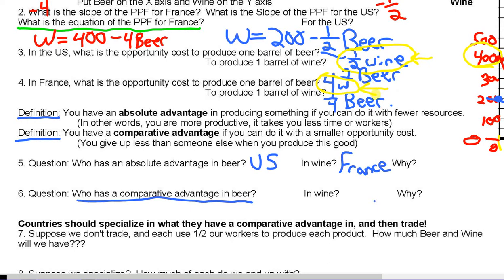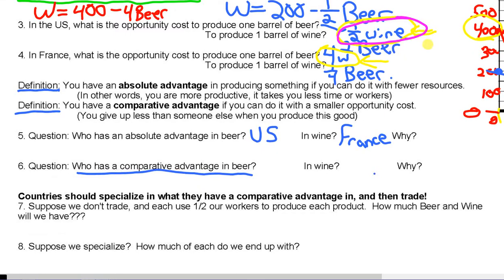So if you had to choose who should make the beer, should it be somebody who, if they make beer, will not have the opportunity to make 1/2 of a barrel of wine? Or is it someone who will not have the opportunity to instead make 4 barrels of wine? Well, it's cheaper here for the person in the U.S. to make beer because we lose less wine production. That's the idea of a comparative advantage.